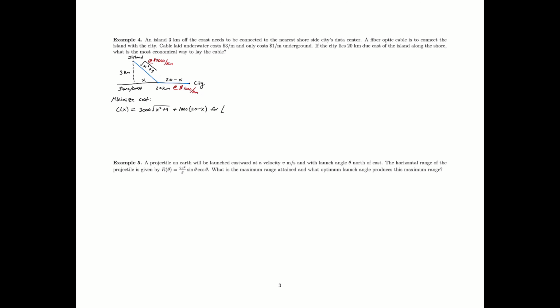For x, this can be a closed interval. The smallest x can be is 0. The largest it can be is 20. So now we've got a function and a domain. We could find critical points, which would end up being, if I do our derivative, this would be 3,000 x over the square root of x squared plus 9, minus 1,000.